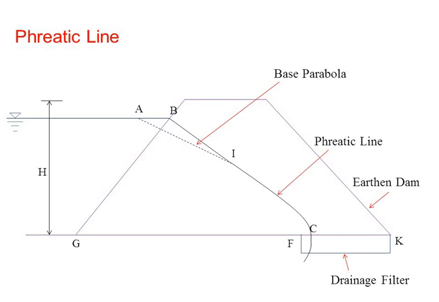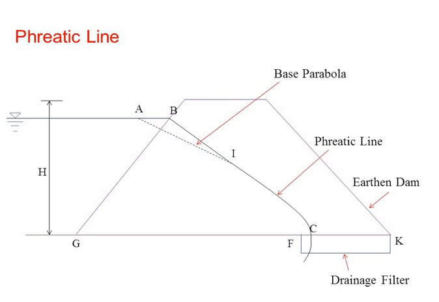As we know, the phreatic line follows a parabolic shape which is constructed and shown as AIC in the diagram. Curve AIC represents the base parabola. The coordinate points of the phreatic line can be determined by either a graphical method or an analytical method. The curve BIC indicates the phreatic line.